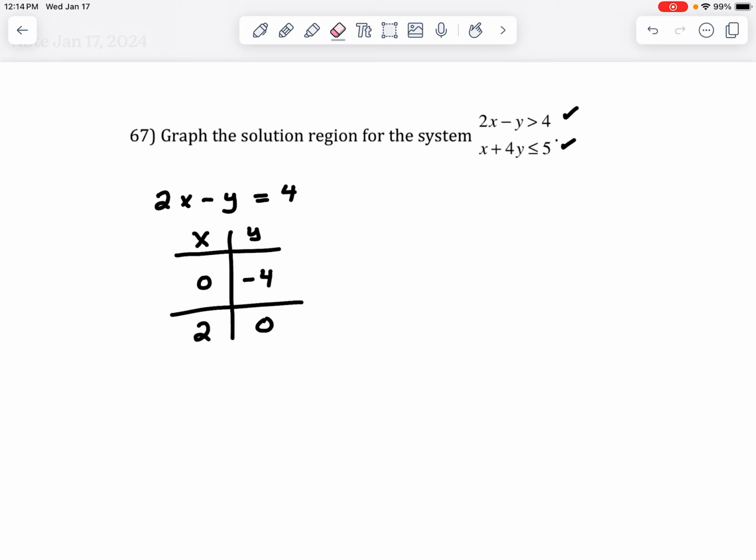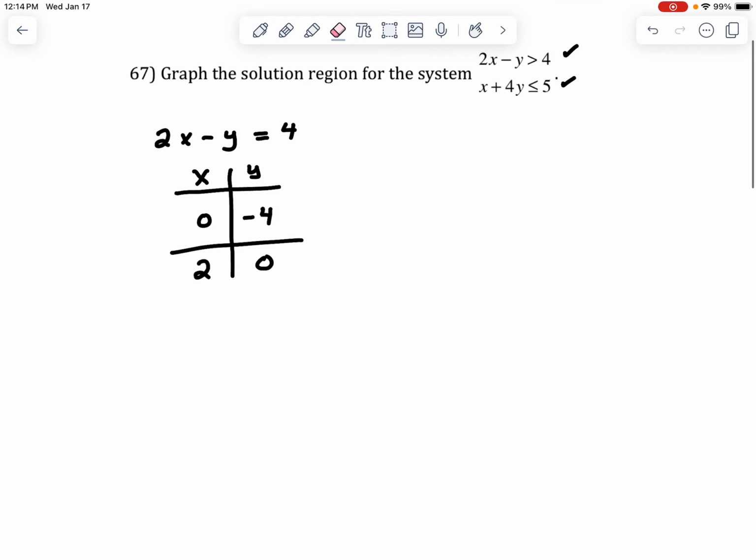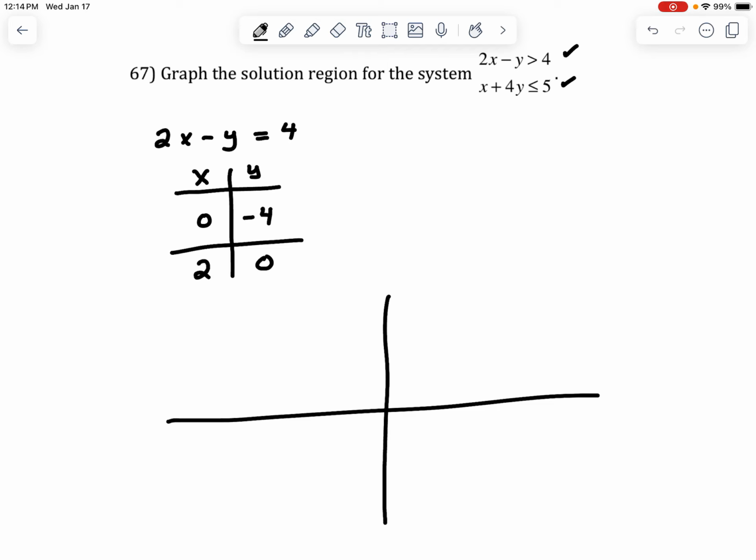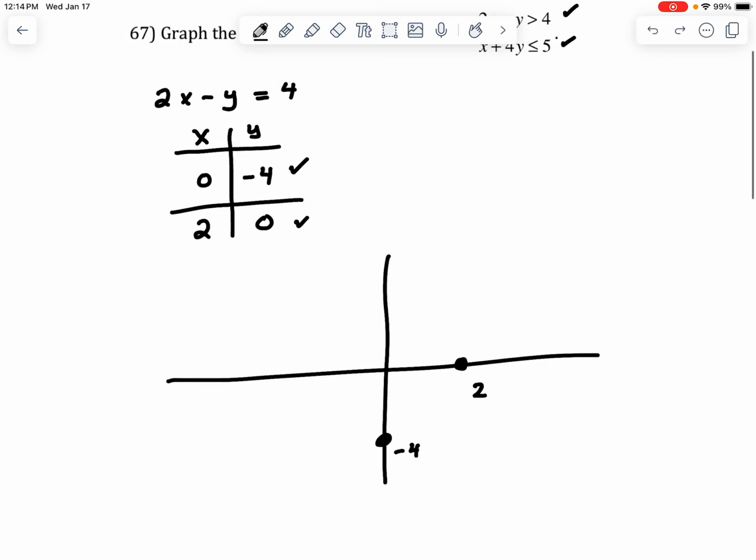And then we could just graph that line. So here's my x and y axis. The first one is 0, negative 4. So this is negative 4 right here. And then 2 comma 0, so 2 would be over here approximately. So that point's done. Since this inequality does not have an equals on it, I'm going to use a dotted line. Make a nice, perfectly straight line, just like I'm doing.